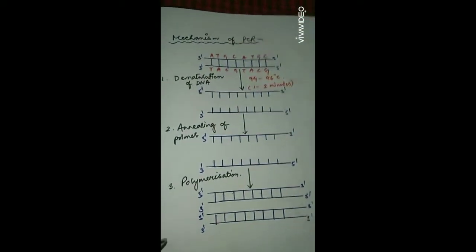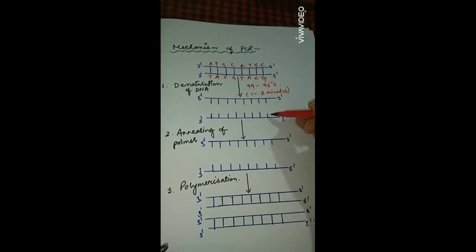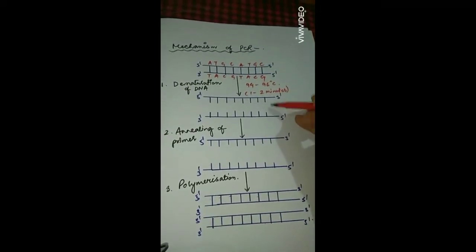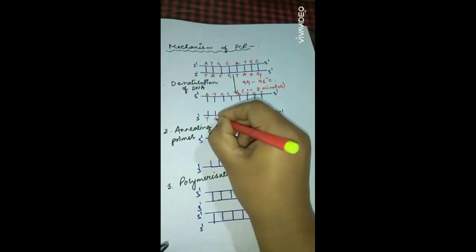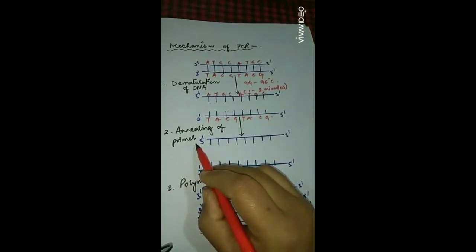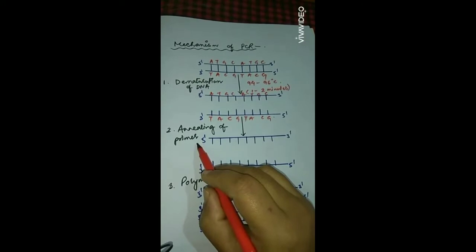As the DNA molecule is under high temperature, the hydrogen bonds between the DNA strands will start breaking, and the desired DNA fragment becomes single stranded. So these are the two single stranded DNA having the bases ATGC, and here it will be TACG. Now with these two single stranded DNA, the next step will be done, that is annealing of primer.